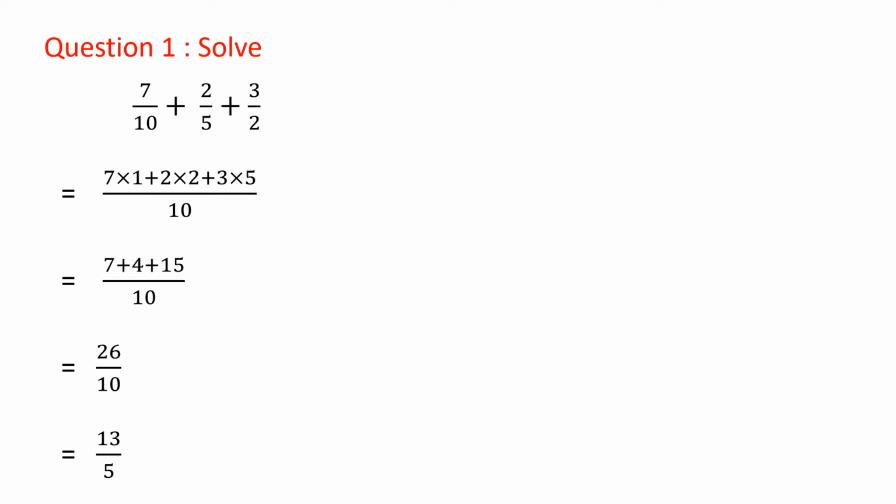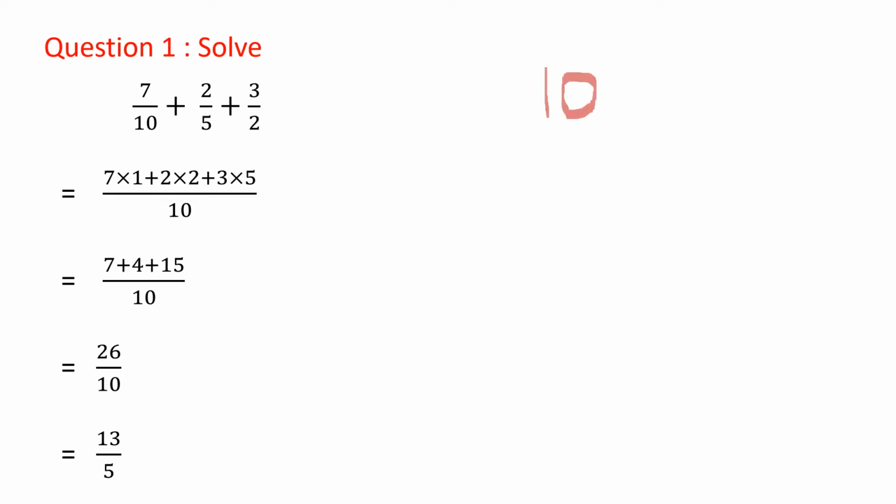Now, three numbers, three fractions. You don't have to worry at all when you see 3 or 4 fractions. Same method, only a little bit of difference. 10, 5 and 2 are the denominators. So you take the LCM of the denominators. What is the LCM of 10, 5 and 2?